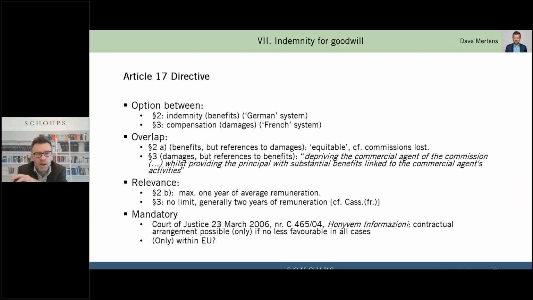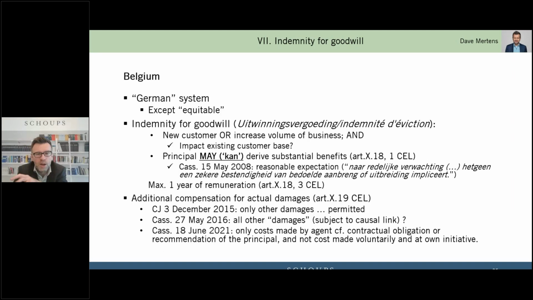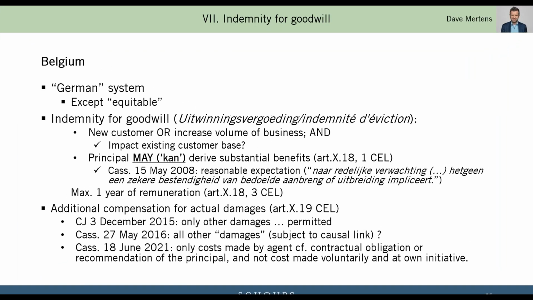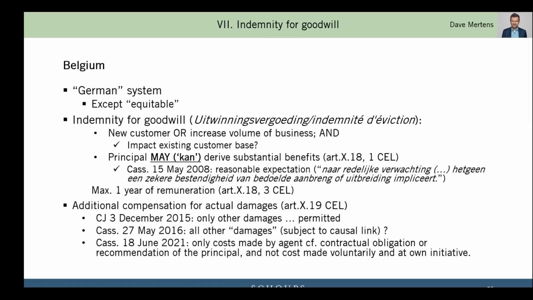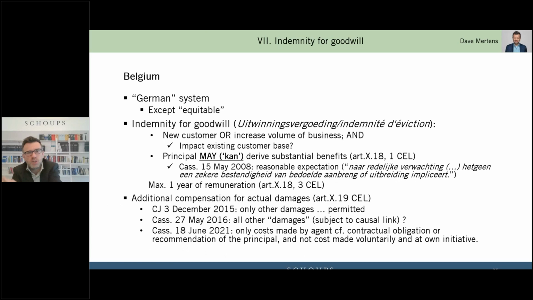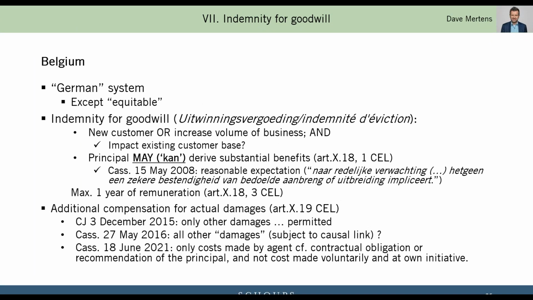What about Belgium? Belgium has very clearly and decisively chosen the German system. So it's an indemnity for goodwill. When I talk about transposition, what they have done has been more or less accurate, but this has not been accurate. The German system, the Handelsgesetzbuch, says indemnity for goodwill if the agent established new business or an extension, generated more business that will continue to yield benefits for the principal after termination, and it adds a third criterion, a necessary condition, that this compensation, in so far as it is equitable.